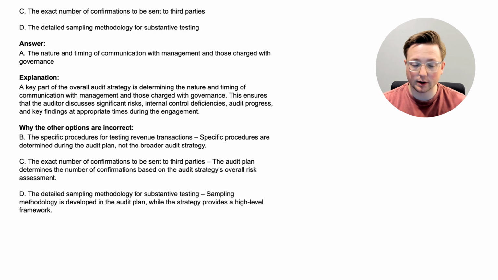Here's why the other options are incorrect. B, the specific procedures for testing revenue transactions. Specific procedures are determined during the audit plan, not the broader audit strategy. C, the exact number of confirmations to be sent to third parties. The audit plan determines the number of confirmations based on the audit strategy's overall risk assessment. And then finally, D, the detailed sampling methodology for substantive testing. Sampling methodology is developed in, again, the audit plan, while the strategy provides a high-level framework.